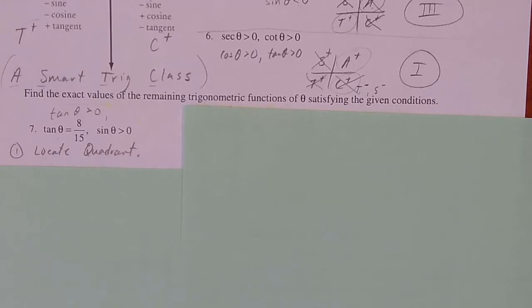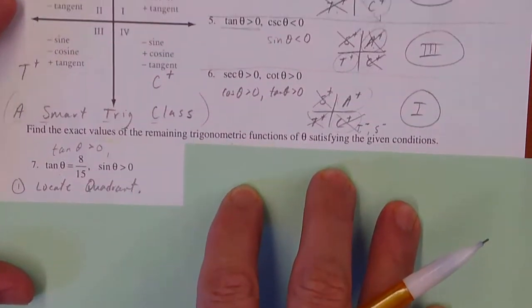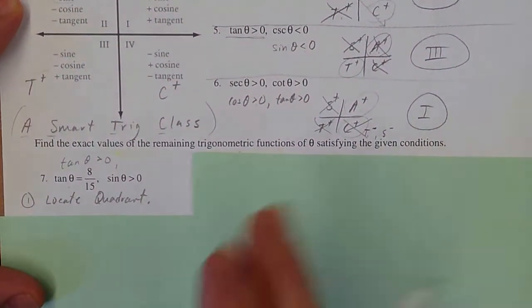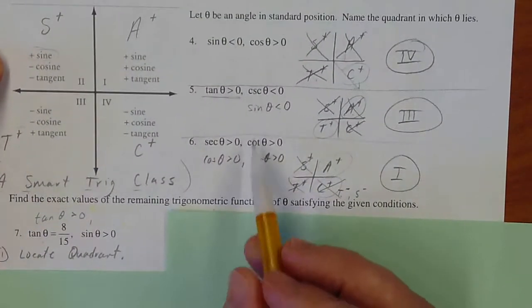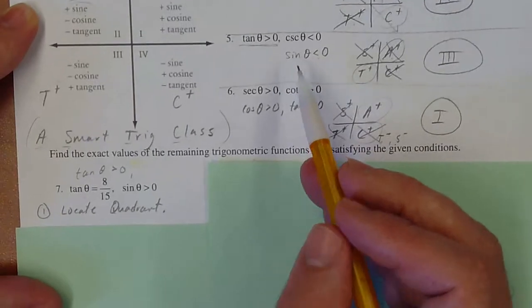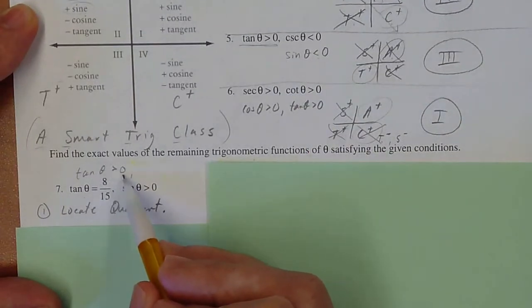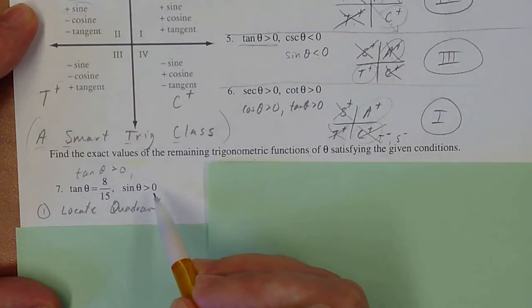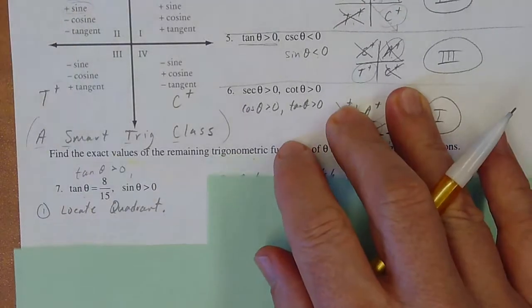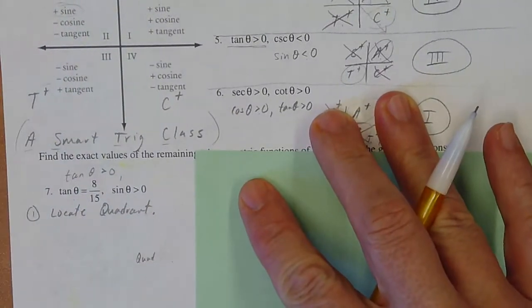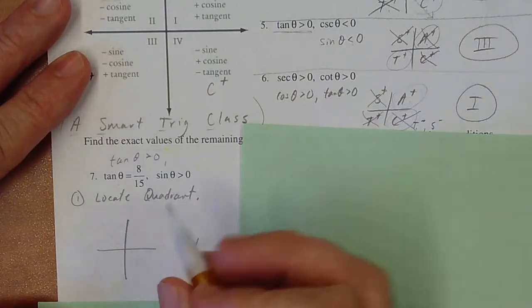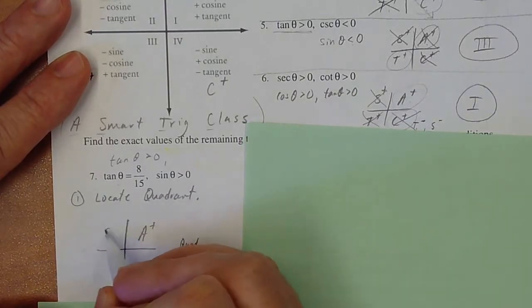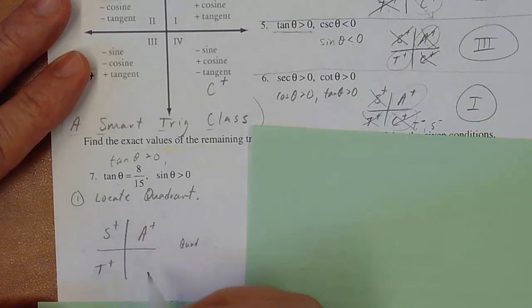All right, how are we going to do that? We're going to use these skills we did on 4, 5, and 6. Okay, basically they said tangent is positive 8/15. So if we want to make an inequality so it looks just like 4, 5, and 6, you might want to do that. So tangent is positive and sine is positive. That's enough to figure out which quadrant the angle lies in. Okay, so what I recommend you do is go ahead and draw the coordinate plane. Let's just put a smart trig class right here and then think it through.